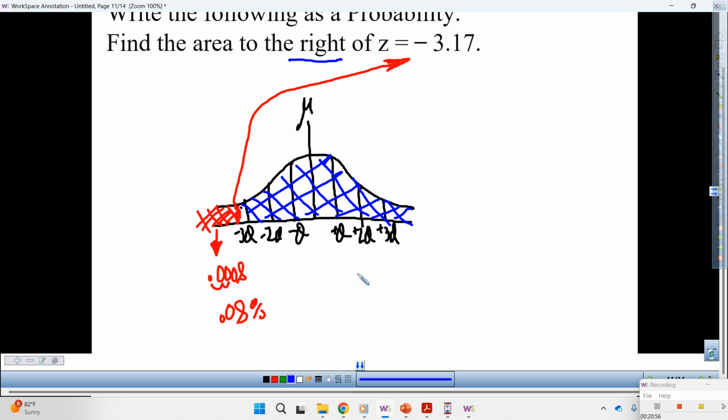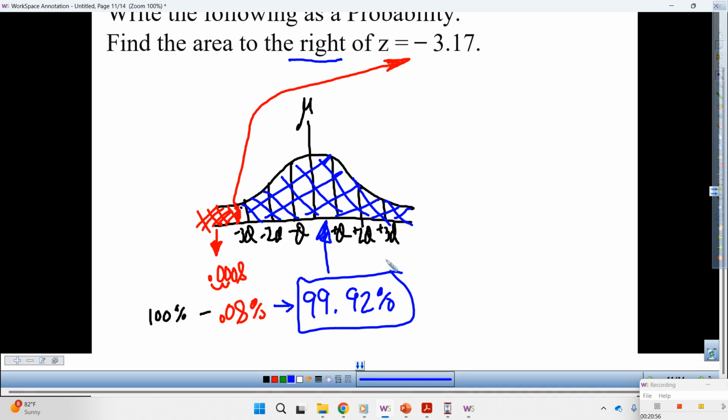Who? Logan? Subtract that from 100%. That is correct. So the area to the right should be 99.92%. Hands, have you got that by yourself? Very good. That is correct. And once again, that was last night's home play.